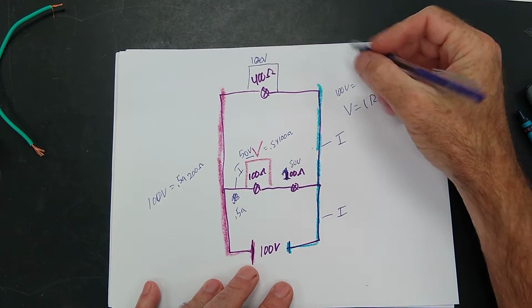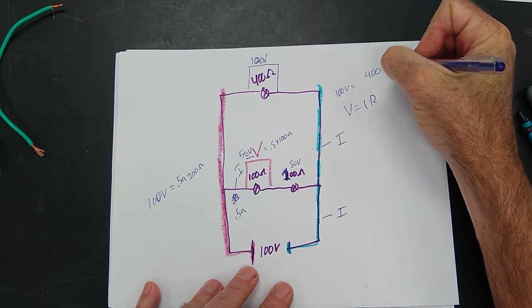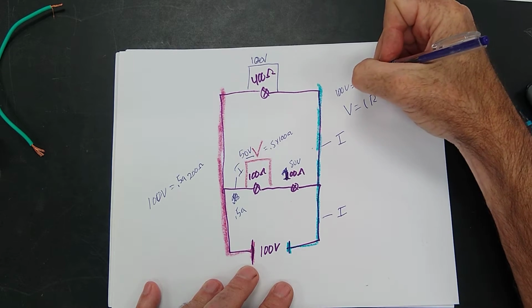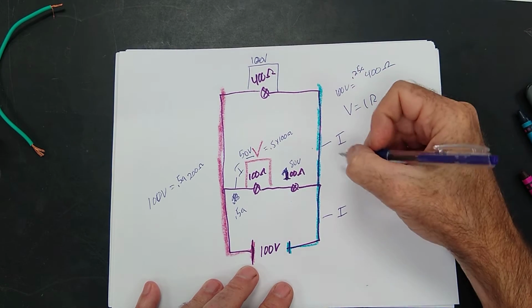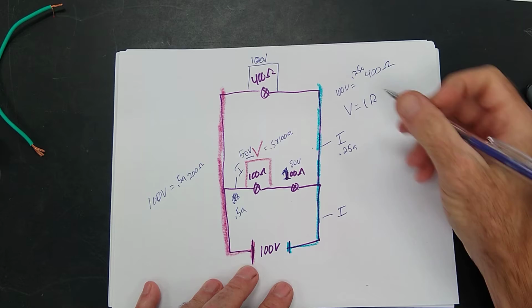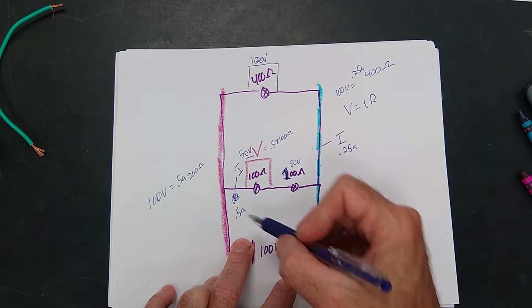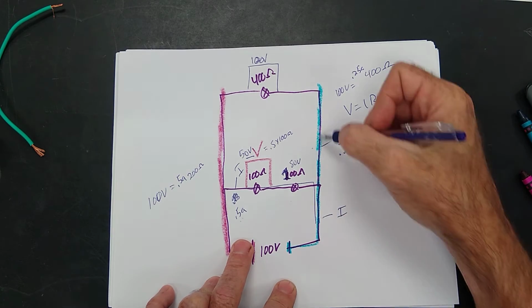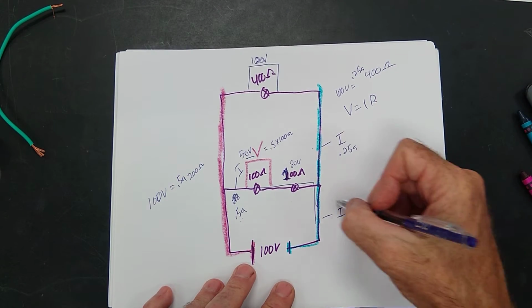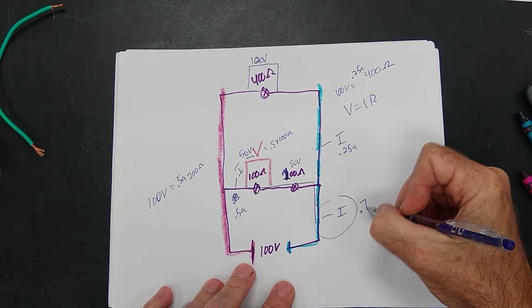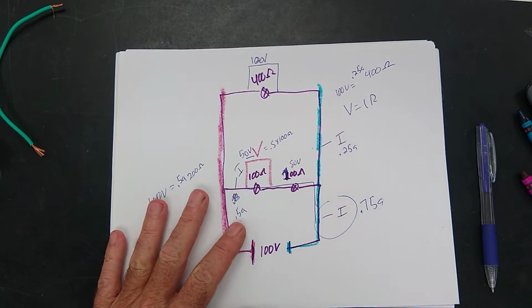We know the resistor is 400 ohms, so the current is 0.25 amps. So 0.25 amps here. There's 0.5 amps right here. So 0.5 is going here, the 0.25 is going here. What is the current right here? 0.75 amps. Let's keep moving.